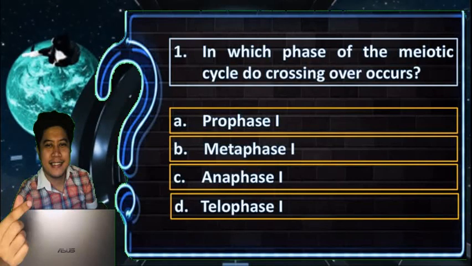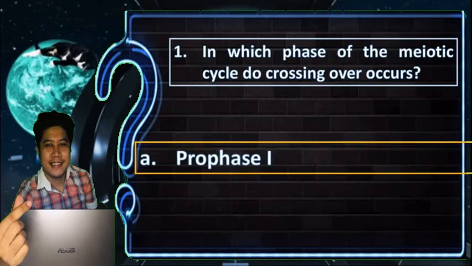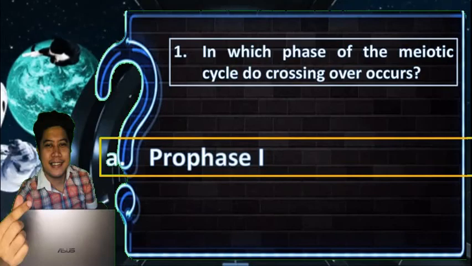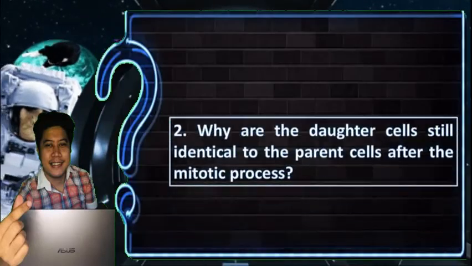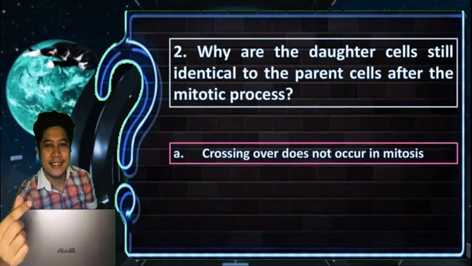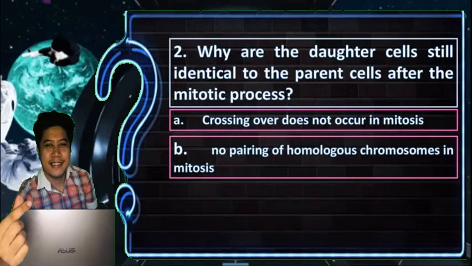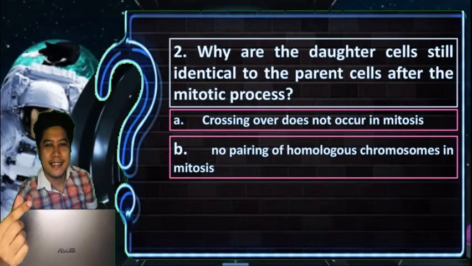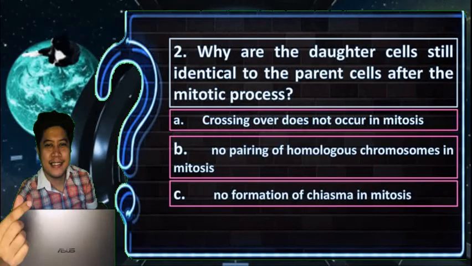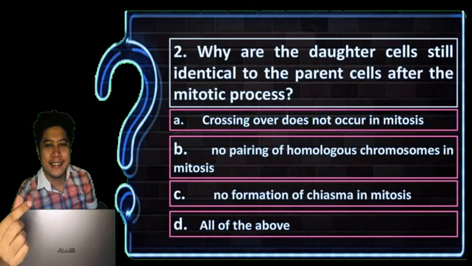Time's up. The correct answer is A. Prophase 1. Next question. Number 2. Why are the daughter cells still identical to the parent cells after the mitotic process? A. Crossing over does not occur in mitosis. B. No pairing of homologous chromosomes in mitosis. C. No formation of chiasma in mitosis. D. All of the above. Timer starts now.